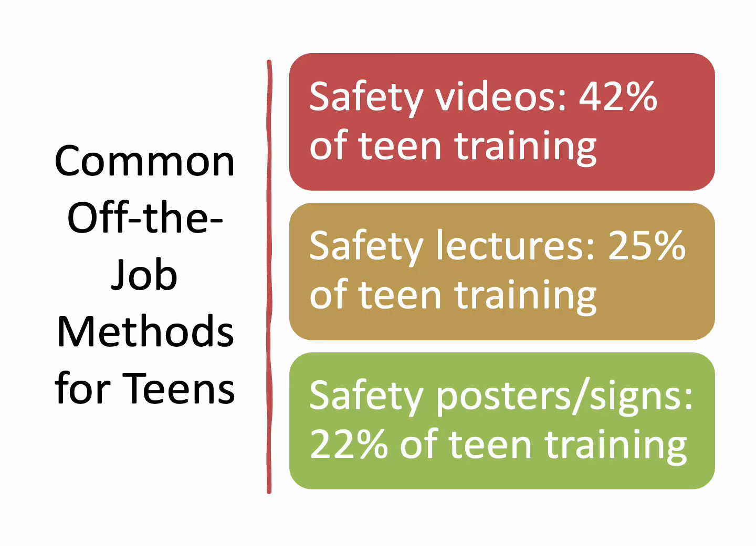Research indicates that teen workers, often in high-risk jobs, commonly receive off-the-job training through safety videos, 42%, safety lectures, 25%, and safety posters or signs, 22%. These methods address the high injury rate among teens, reported every 9 minutes. Videos and lectures provide clear, visual, or verbal instruction, while posters reinforce safety protocols.